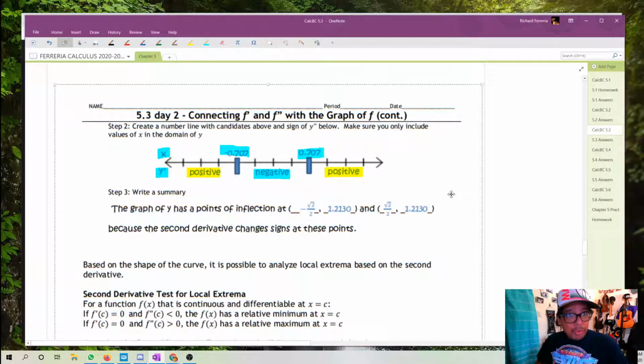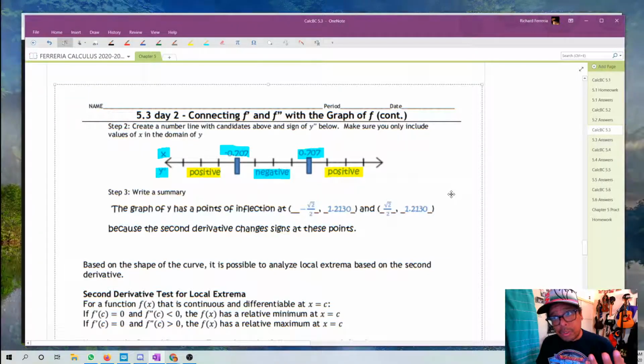negative root 2 over 2 and 1.2130, and positive root 2 over 2 and 1.2130. Remember, those are y coordinates, so you're substituting them into the original function to get those y coordinates. Because the second derivative changes signs at these points. Okay, so this is how we're going to write a summary that references the second derivative, and you have to reference that second derivative and changing signs in order to really maximize your credit.